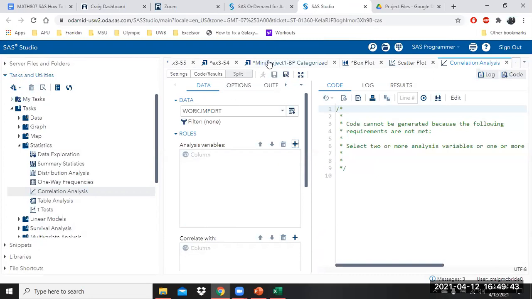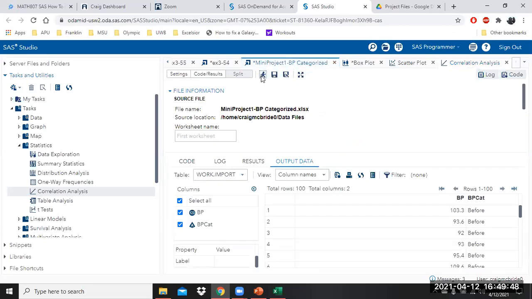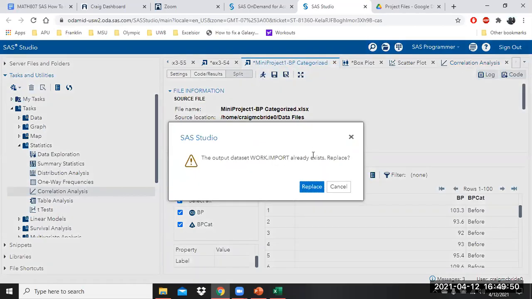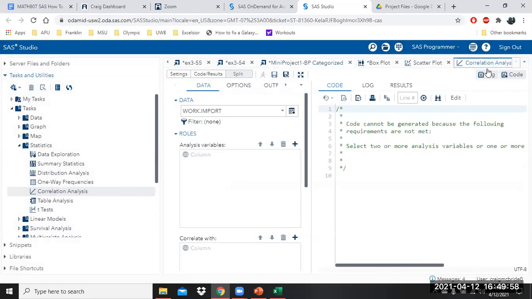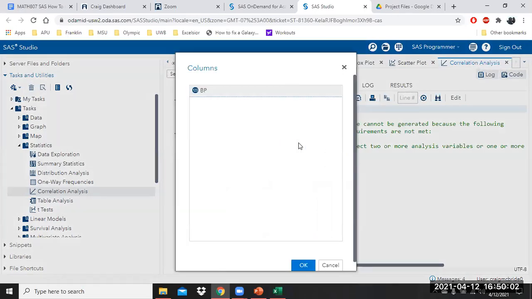I did it with one in analysis variable and one in correlate with, and I got a number. It didn't give me any errors or anything. So am I to assume that was okay, or better off to do it the other way? Yeah, it sounds like it's fine. Let me see if it works both ways. Let me try this one. Doesn't work. All right.